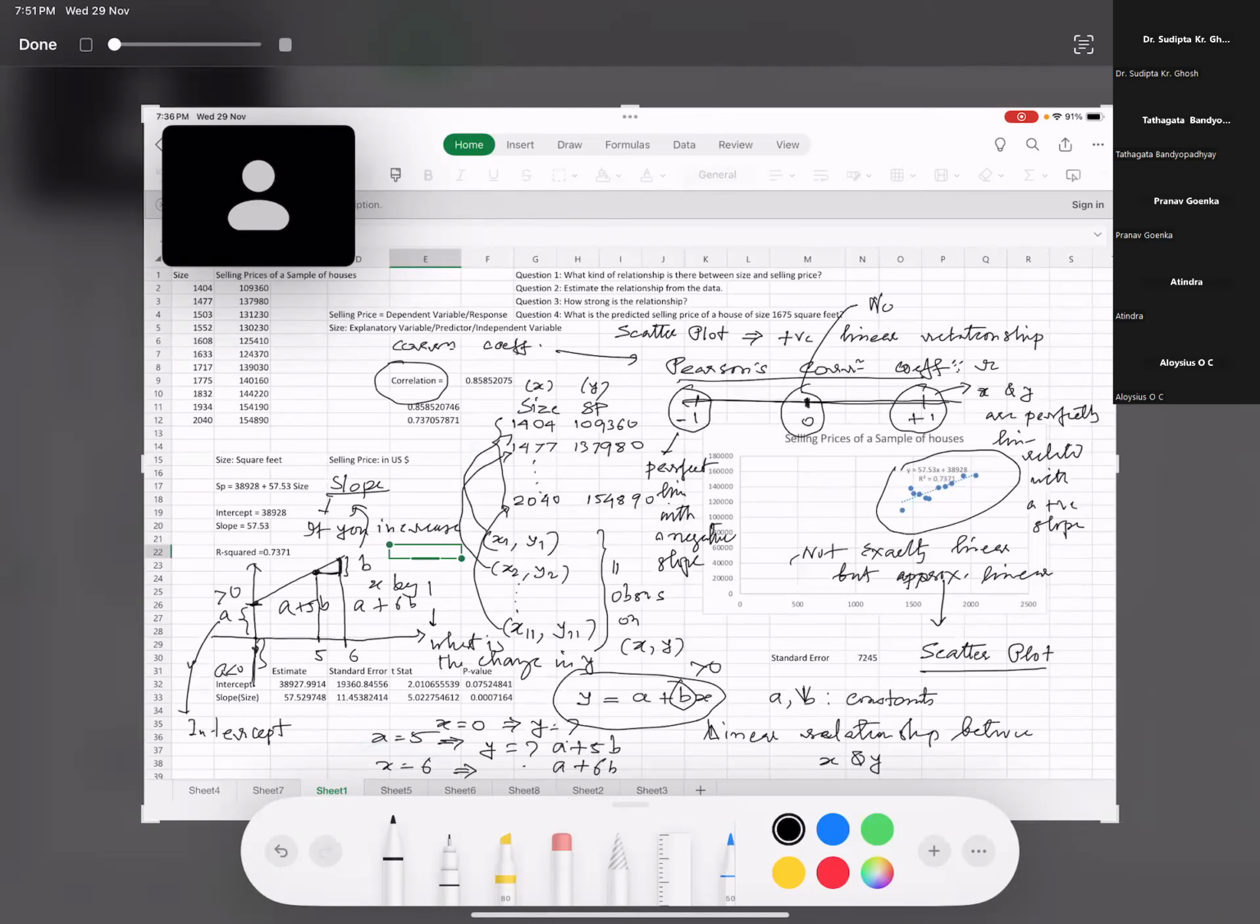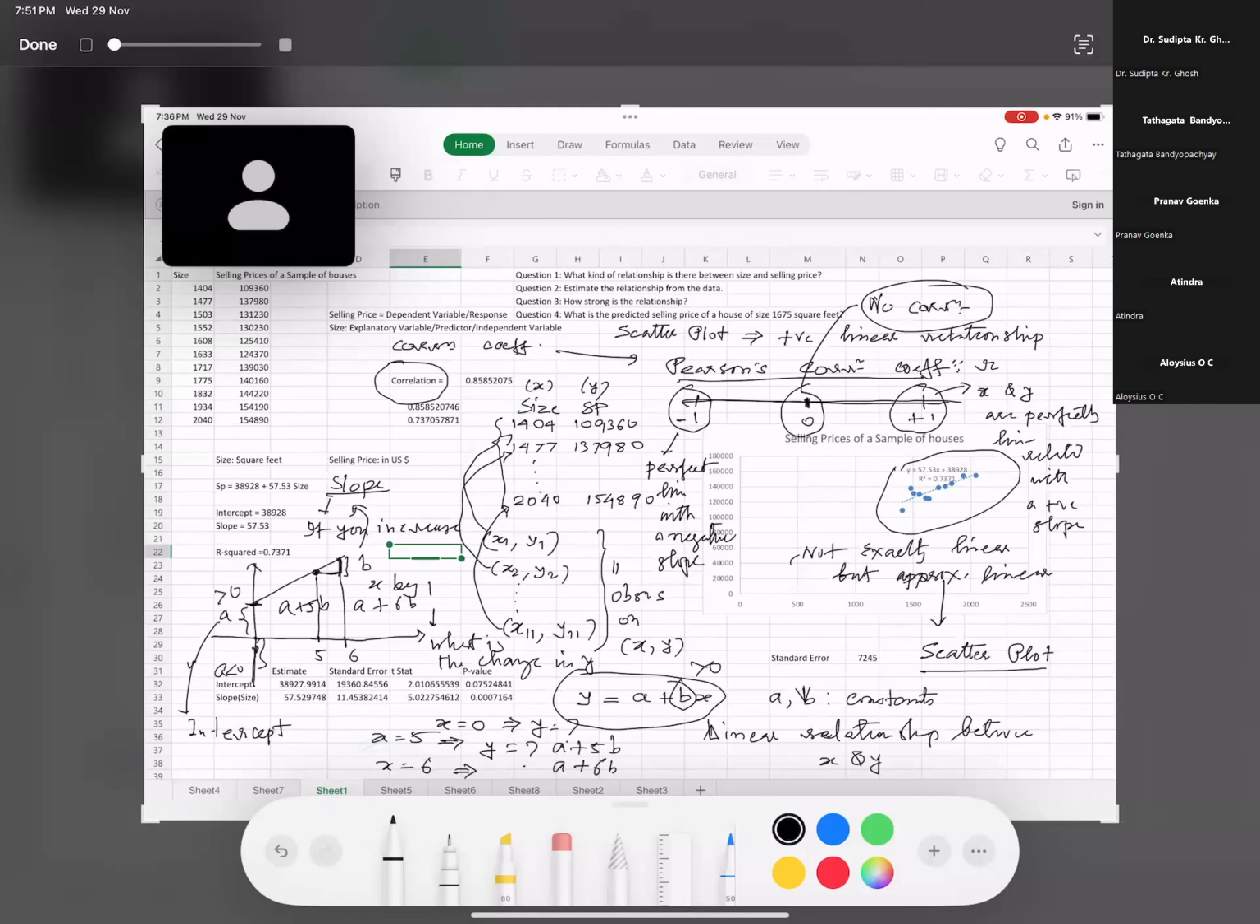Okay? And 0 means no correlation. But no correlation does not mean no relationship, because correlation is a measure of linear relationship. Then I can say that there exists no linear relationship. That means it could be a non-linear relationship, and because of that, the correlation could be 0, but still they could be related. Okay, so that is very important to remember.